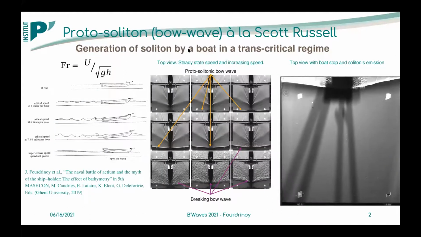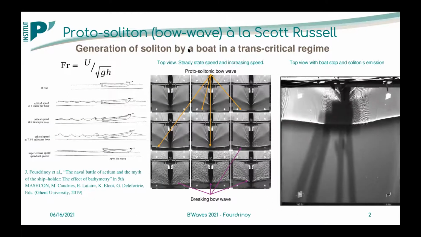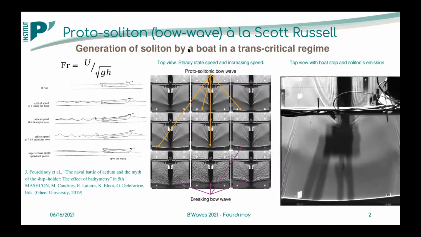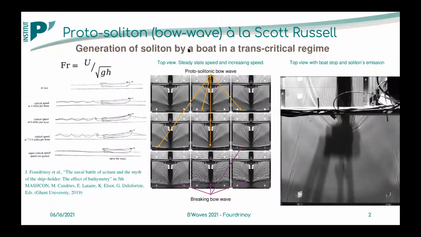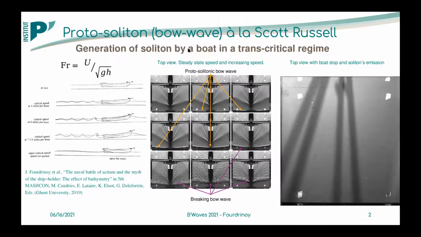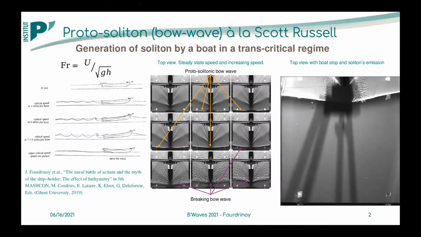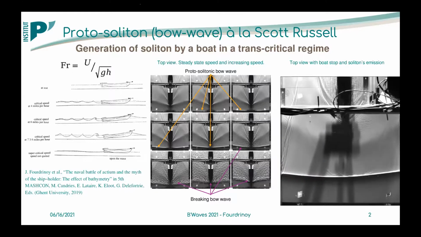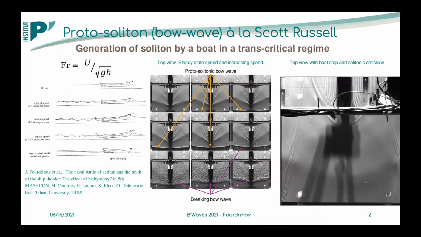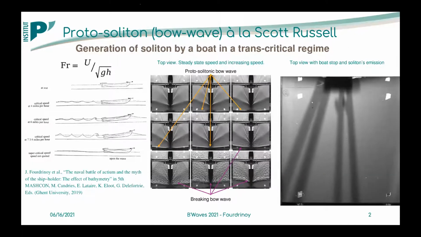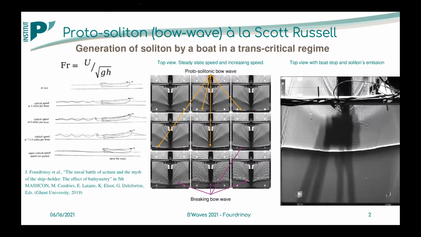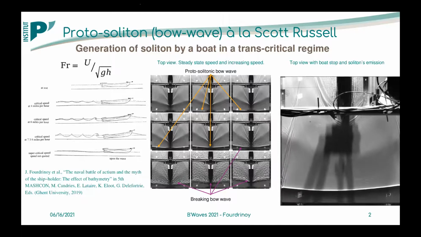So to begin with, I would like to come back to observations of boats pulled in a shallow and single layer water. A boat moving at constant speed generates several wave systems, a stern wake and also a bow wave. These waves will depend on the boat's speed and on the characteristic speed of gravity waves. From these two speeds, we can define a Froude number. And as the Froude number increases, the amplitude of the bow waves increases too, up to a critical speed where Froude equals 1. Passing this critical value, the boat starts to ride the bow wave.